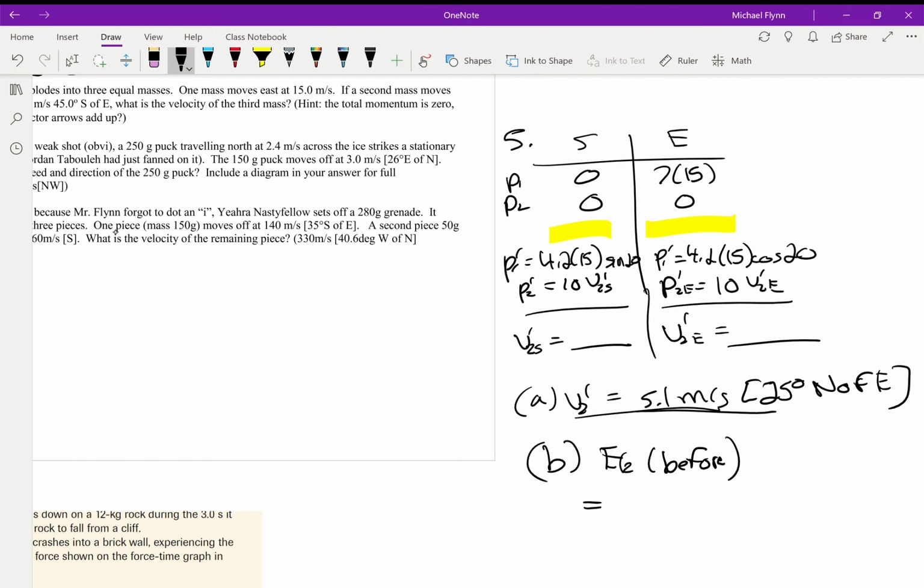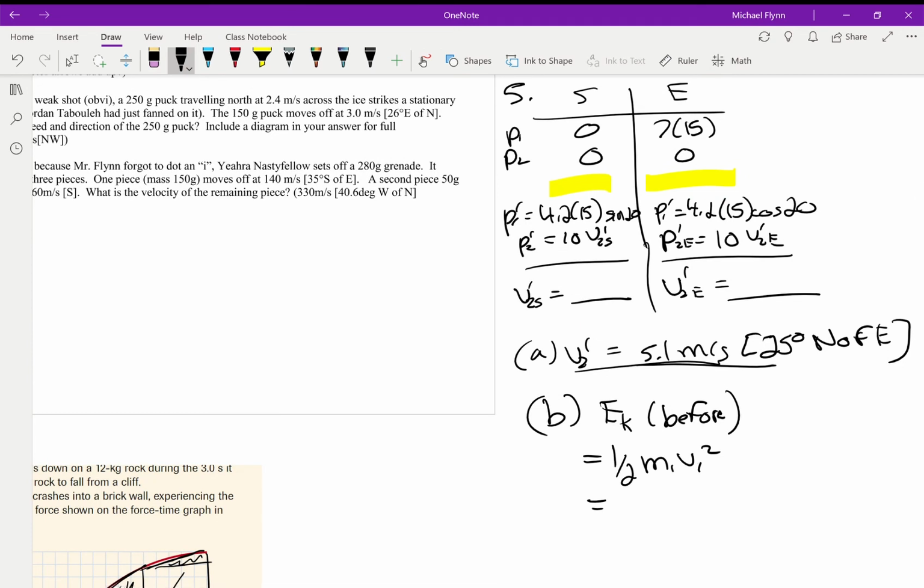Sorry, that's a K. K before. The way you do that is you're just going to total it up. So it's just one penguin moving, so it's going to be 1/2 m1v1 squared. The other guy is 0, right? So just taking out my calculator, what's his mass, 15? So that is 0.5 times 7 times 15.